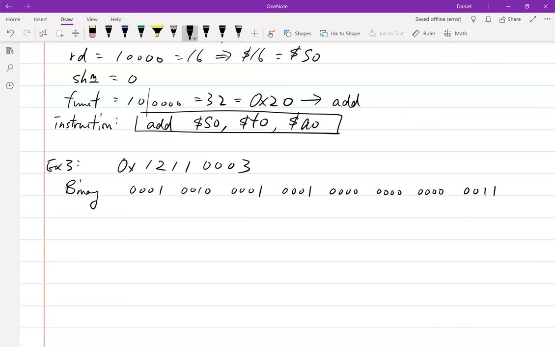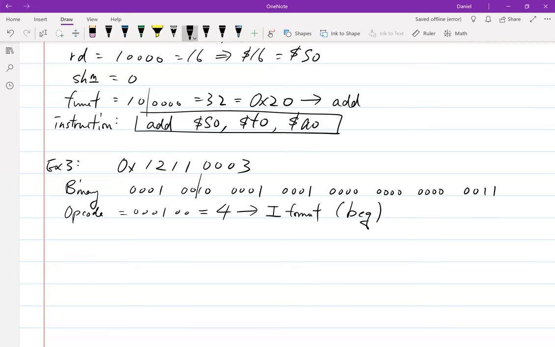All right, so again, in order to find out the format, I need to find out the opcode, right? And we know that this is not going to be R format. So opcode is 000100, right? Which is 4. If you look at the MIPS sheets, this is I format. And the operation is BEQ.